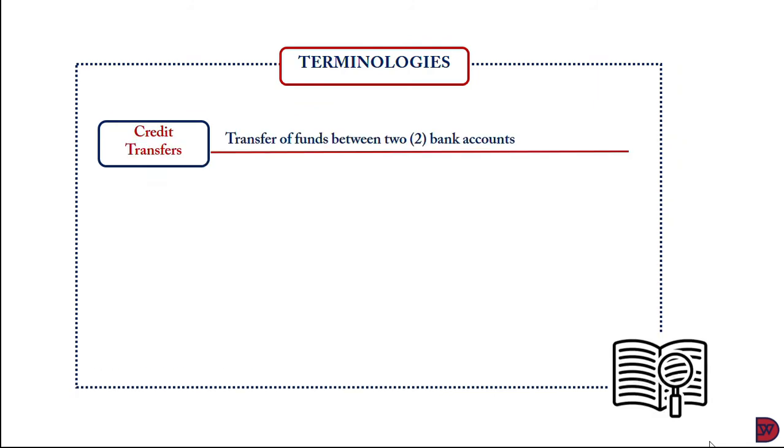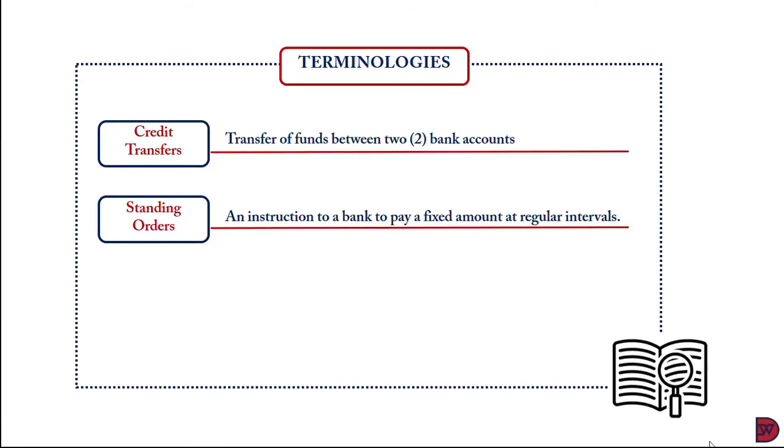Now, when there's a movement of money from one bank account to the other, it's known as a credit transfer, otherwise known as a wire transfer. Standing orders or a bank order. So here, an instruction is given to a bank by a drawer to pay a fixed amount on its behalf at regular intervals. It is usually done to settle utilities such as rent, electricity, salaries, and other fixed expenditures.